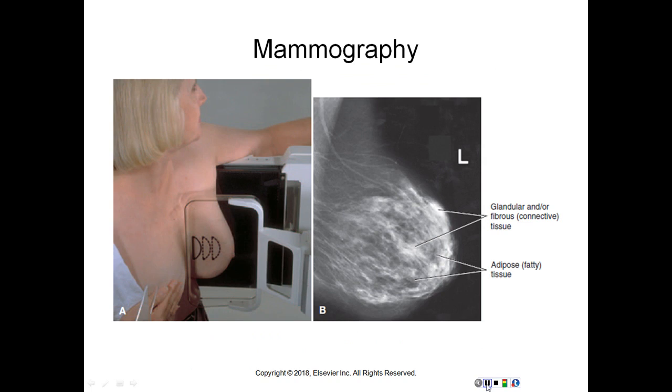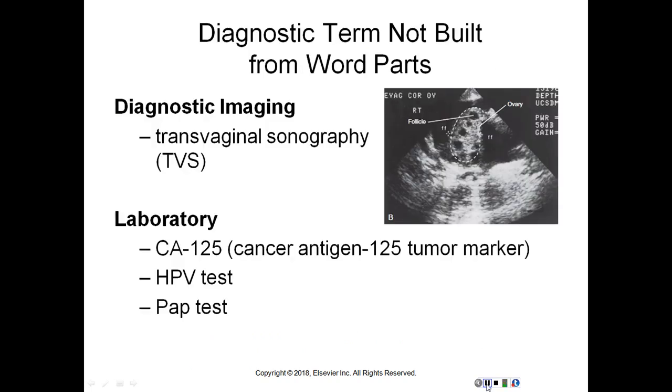So now diagnostic terms not built from word parts. Transvaginal sonography, ultrasound procedure that uses a transducer placed in the vagina to obtain images of the ovaries, uterus, cervix, uterine tubes, and surrounding structures. Used to diagnose masses such as ovarian cysts or tumors, to monitor pregnancy, or to evaluate ovulation for the treatment of infertility.